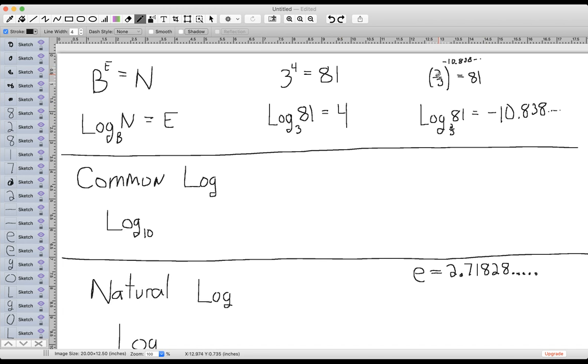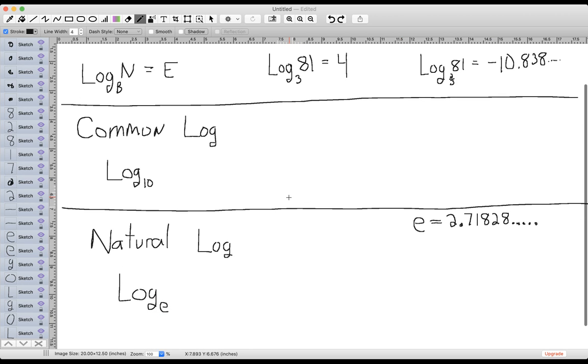Here's another one. 2/3 raised to the negative 10.838 exponent will equal 81. I can rearrange that as logarithm base 2/3, because that's the base that I want to use, and I want it to equal 81. What exponent does 2/3 need to have on it to equal 81? Well, that's negative 10.838. Okay, so there's infinitely many bases we can use. But there are two that we use so often that mathematicians have decided to abbreviate them or make it a little easier to write them.